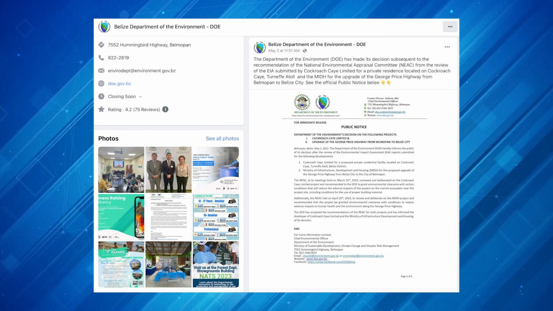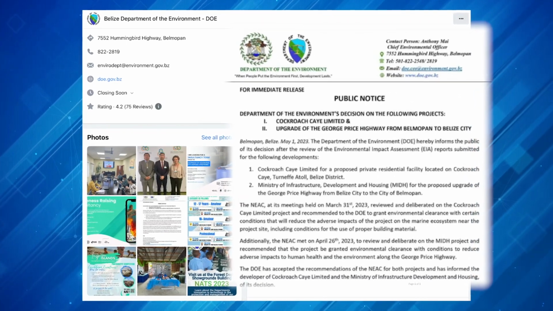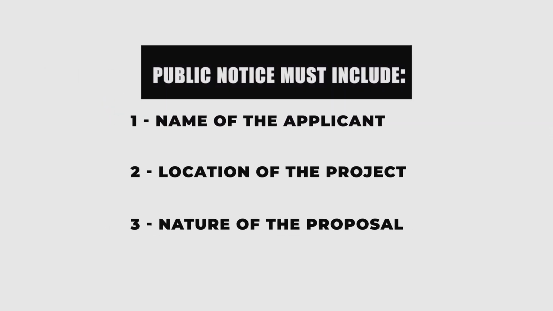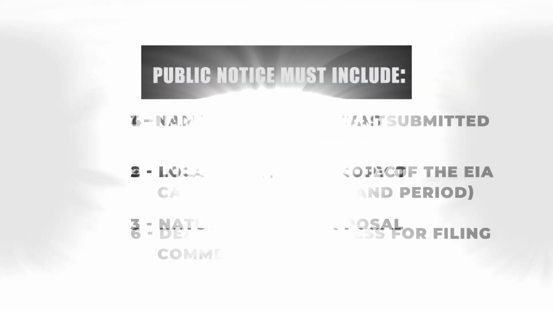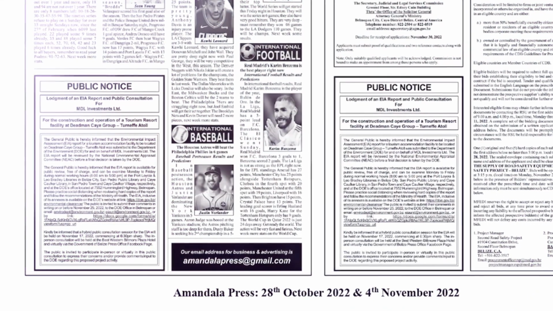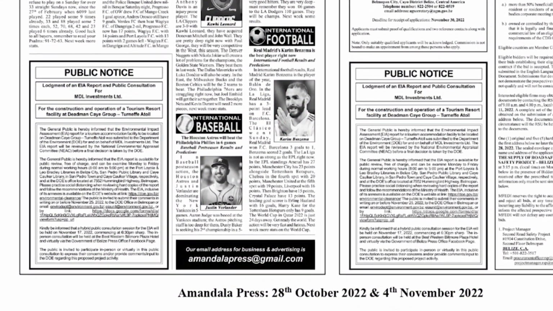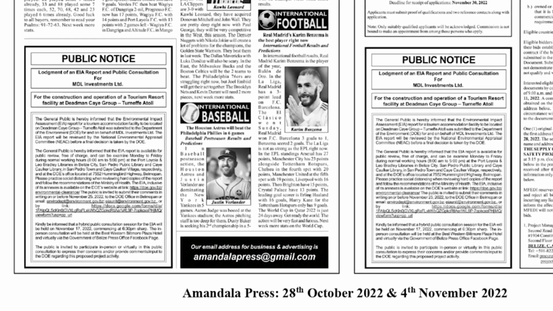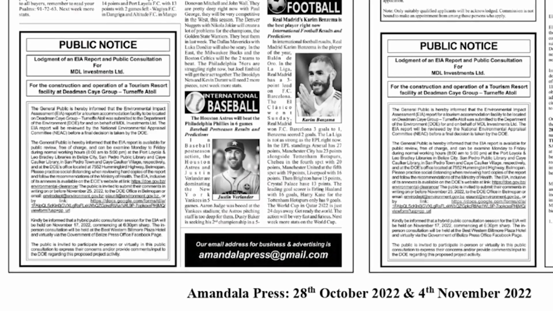The public notice must include information specific to the project, such as name of the applicant, location of the project, and nature of the proposal. It must also state that an EIA was submitted and where a copy of the EIA can be found, along with the time and period for which it will be accessible. And finally, a deadline and address for filing comments. The public notice must be published for 2 consecutive weeks prior to the date of the scheduled public consultation.